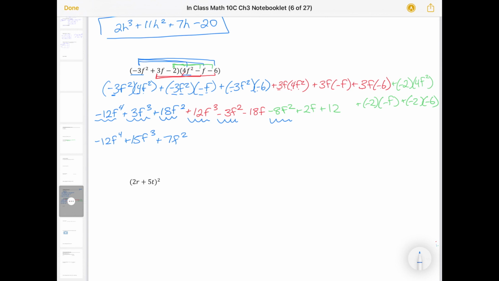All right, now I've got minus 18f plus 2f, so it would be minus 16f plus 12. All right, and that is my answer. It's not pretty, it's not fun, but it's not overly hard. It's just long and time consuming and a lot of writing we need to do. The more neat we organize our work, especially in these types of questions, the better off we're going to be.